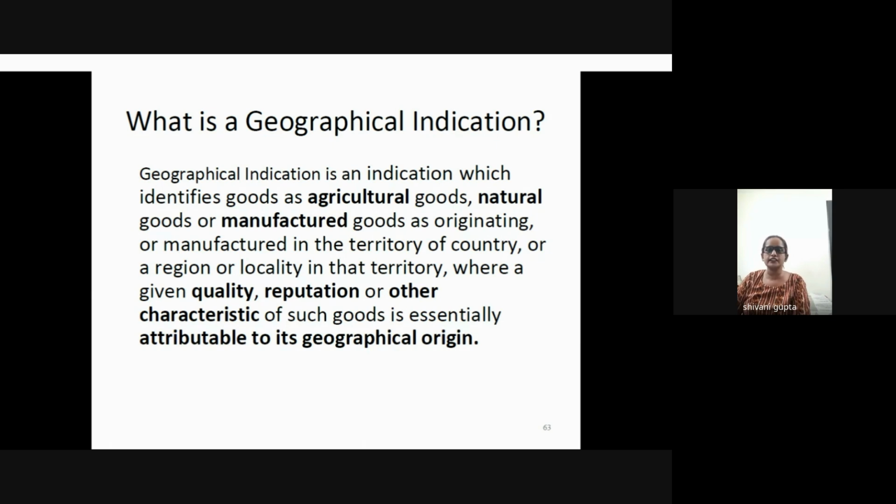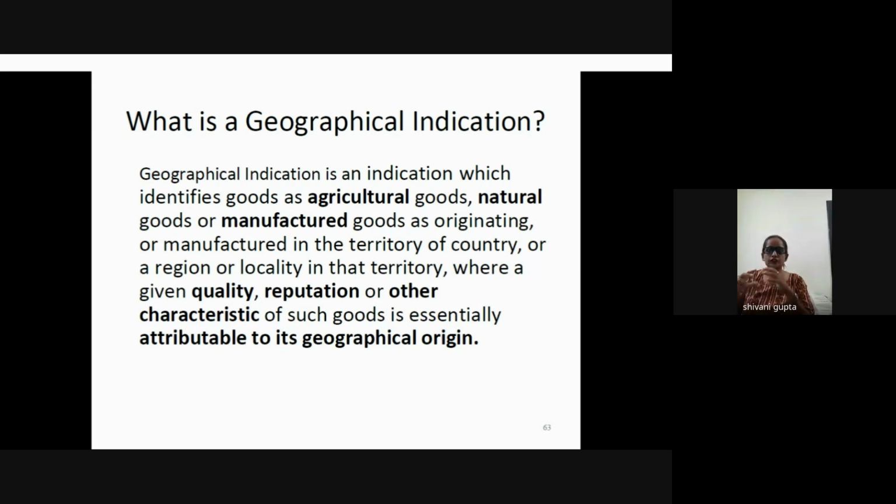The first term deals with geography, the particular word geography, and the second term deals with the indication. It means any kind of good, agricultural good, any kind of manufactured good, any kind of natural resource that originated in that particular geographical area, that is manufactured in that particular geographical area. Geographical area here in law, when we discuss the GI, is about the particular territory, particular country, or the particular locality.